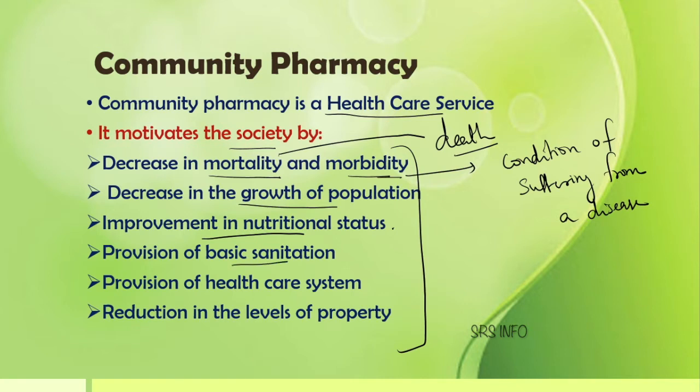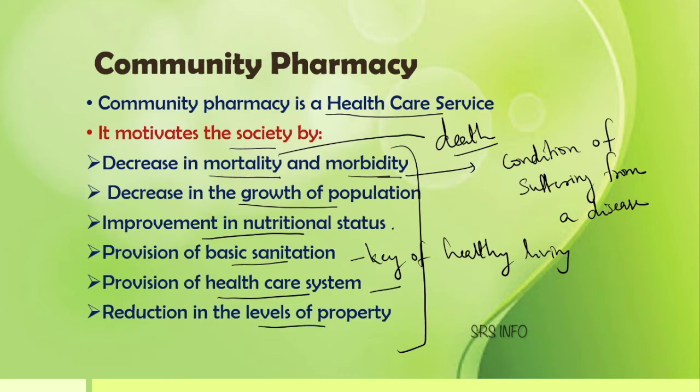Provision of basic sanitation. This is the key of healthy living. Sanitation is the key of healthy living. The sanitation is the basic requirement to lead a healthy life. If there is no sanitation, there is a possibility of becoming diseased. So we cannot give proper input for the development of our society. Community pharmacy can play a very important role in providing and maintaining sanitation in society. Provision of healthcare system. Community pharmacy gives the provision for maintaining the healthcare system.